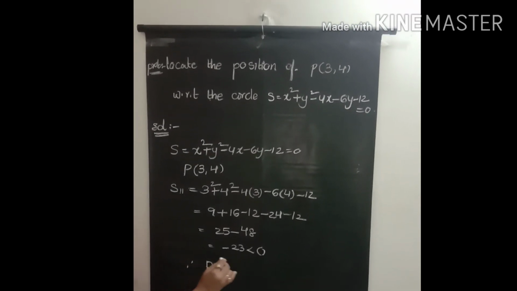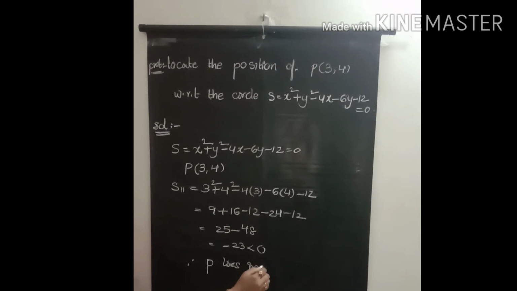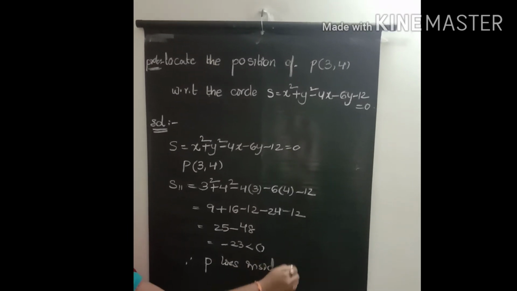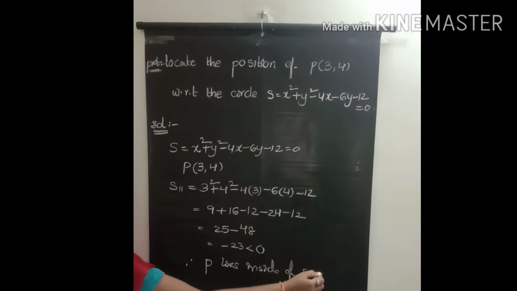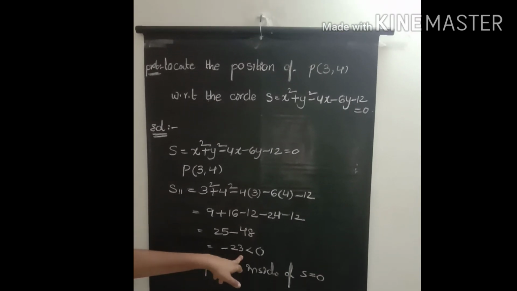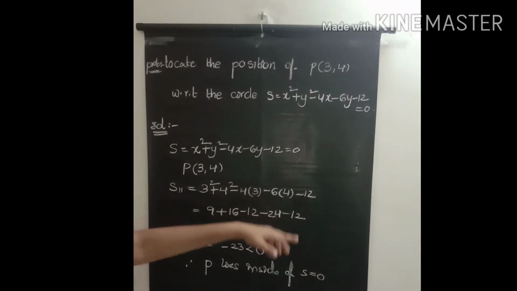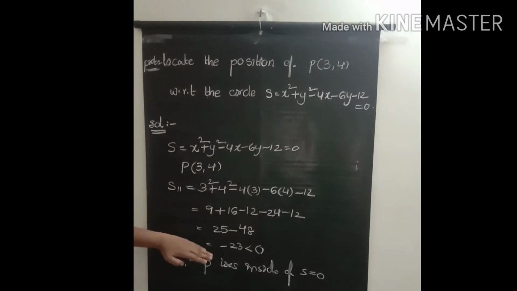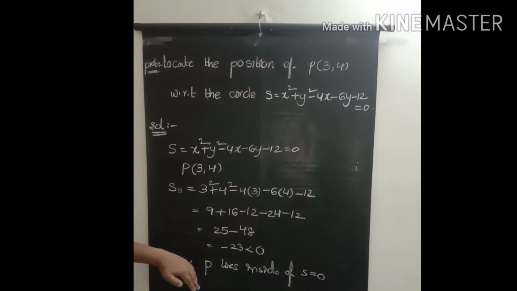Therefore, P lies inside of S equals 0. If it returns a value greater than 0, then the point P lies outside of the circle, and if it returns a value 0, then we say that the point P lies on the circle.